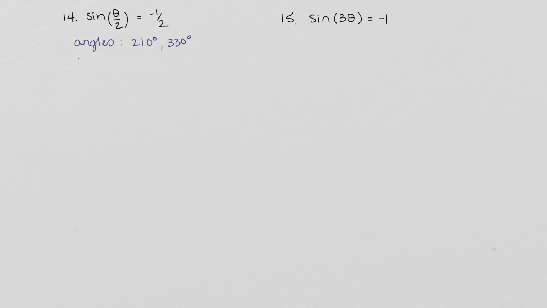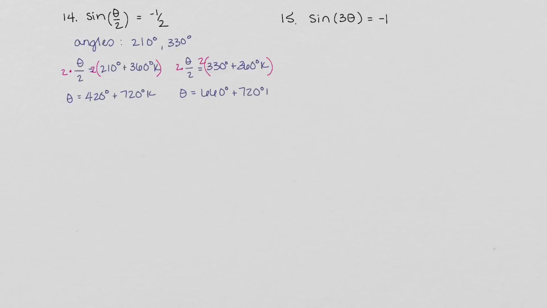All right, and so then what we would do is we'd say, okay, well, theta over 2 is equal to 210 degrees plus 360 times k, because again, we're looking at every revolution around the circle. Every time we go around the circle, we're looking at that position on the circle. And then also for the 330, theta over 2 is equal to 330 degrees plus 360 times k. And to solve these equations, what you would do is you'd multiply both sides by 2. So again, both of these equations, we're going to multiply both sides by 2. And here we get theta is equal to 420 degrees plus 720 k. And here we get theta is equal to 660 degrees plus 720 k.